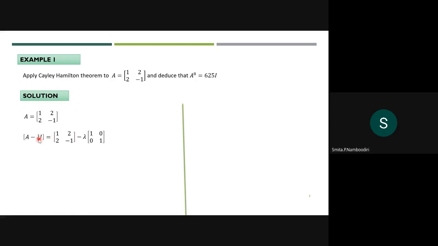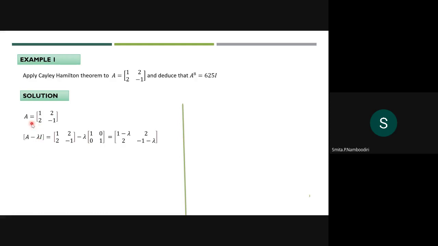Okay. So first we have to find A minus lambda I. A is the given matrix, lambda is the scalar and I is the unit matrix. If we subtract the two matrices, what happens? 1 minus lambda. Lambda gets subtracted from all the diagonal elements. So whatever is the matrix, lambda will get subtracted from the diagonal elements. The diagonal elements are 1 and minus 1. So we have 1 minus lambda, 2, 2 and minus 1 minus lambda. Now what we have to do is find the determinant of this. The first step is writing the A minus lambda I matrix.